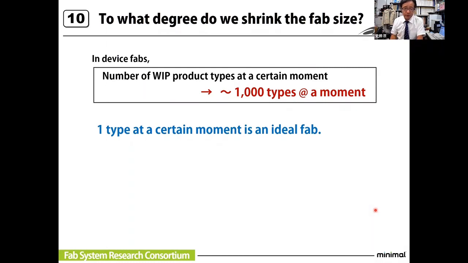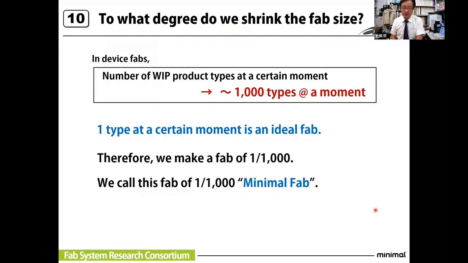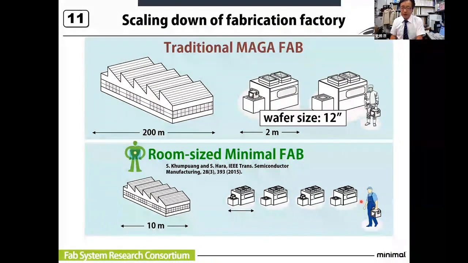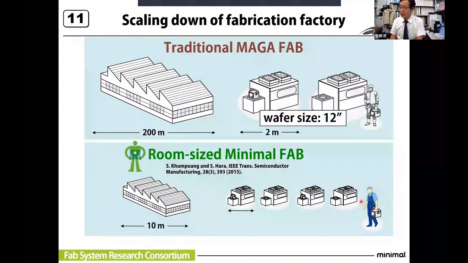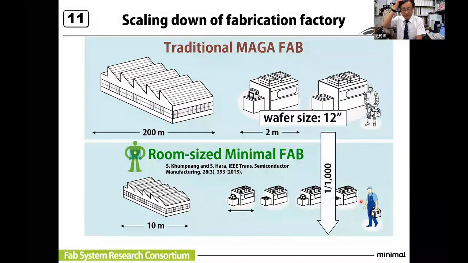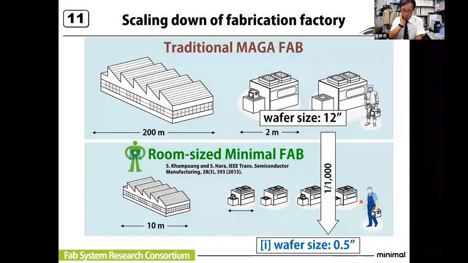One type at a certain moment is an ideal fab, of course. Therefore, we make a fab 1/1000. We call this fab the 1/1000 minimum fab, and we use a tiny wafer intentionally. So let's summarize the minimum fab. In a mega fab, we use a wafer size of 12 inch, actually 300 millimeter. We shrink the wafer to 1/1000, and the resultant wafer size is 0.5 inch.